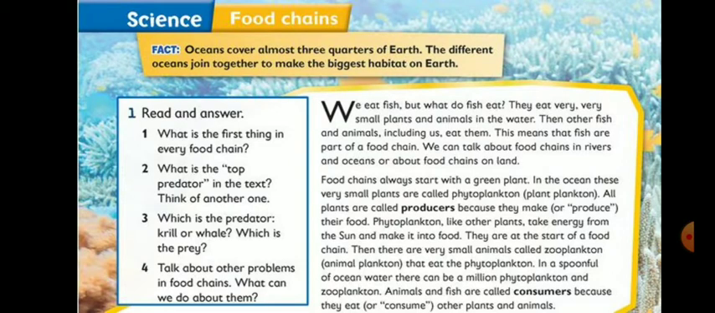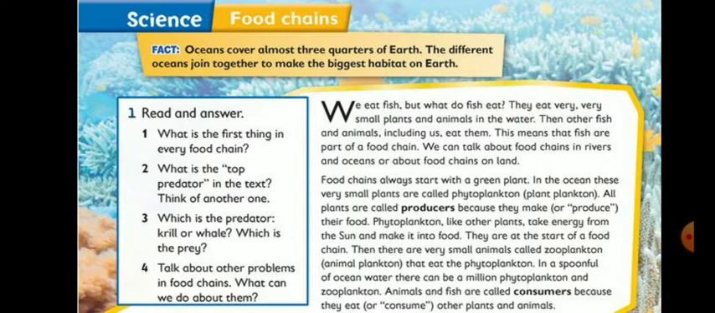Science, food chains. Quick fact: oceans cover almost 3/4 of Earth. The different oceans join together to make the biggest habitat on Earth. Let's read this. We eat fish, but what do fish eat? They eat very, very small plants and animals in the water. Then other fish and animals, including us, eat them. This means that fish are part of a food chain.